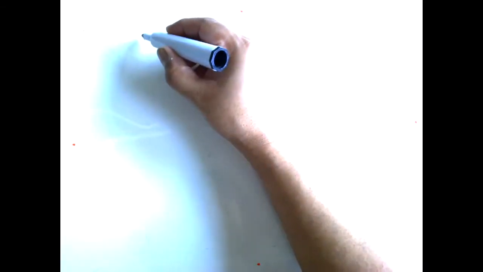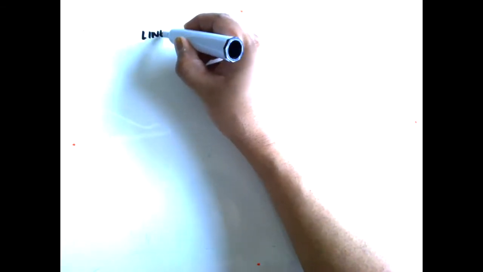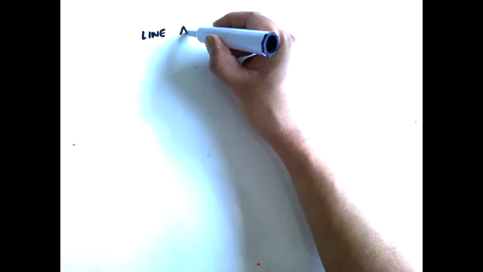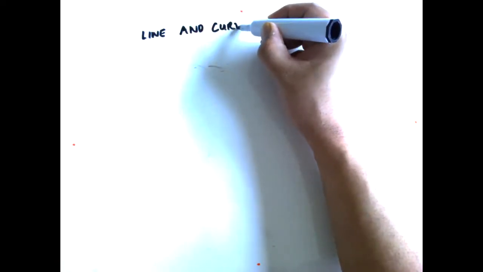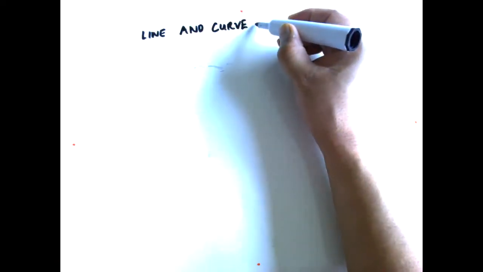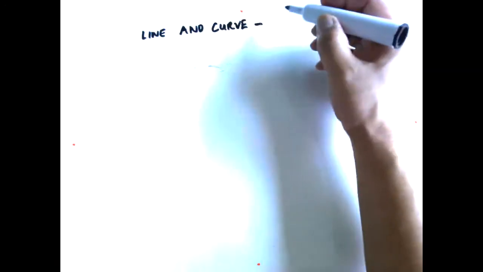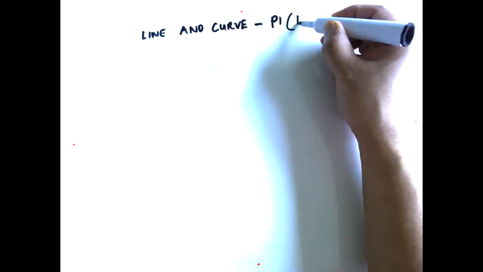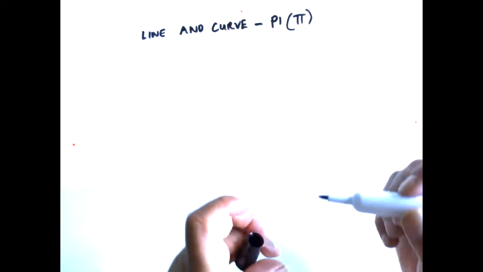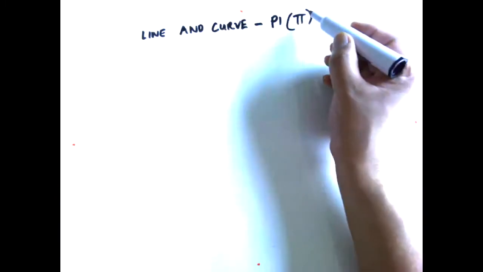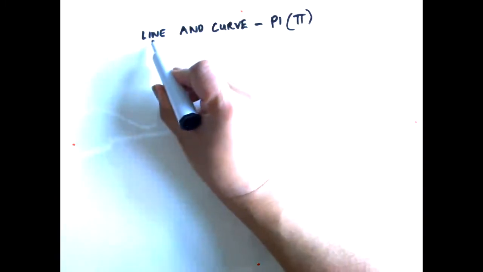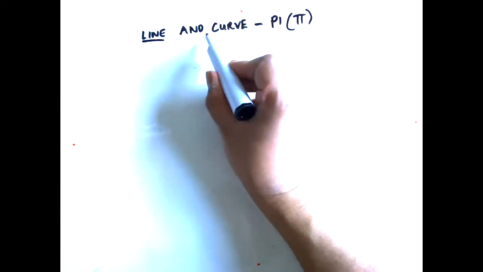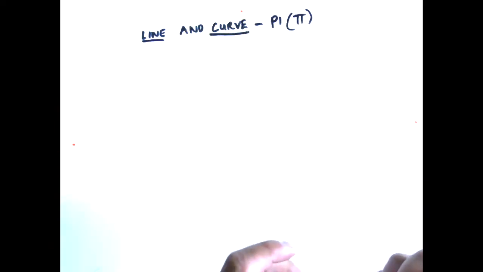Today we're going to talk about the relationship of a line to another line and its relationship to the curve, which will lead us to the idea of pi, with the symbol of this. And so the symbol of pi is basically a relationship of these two ideas, which is a line and a curve.